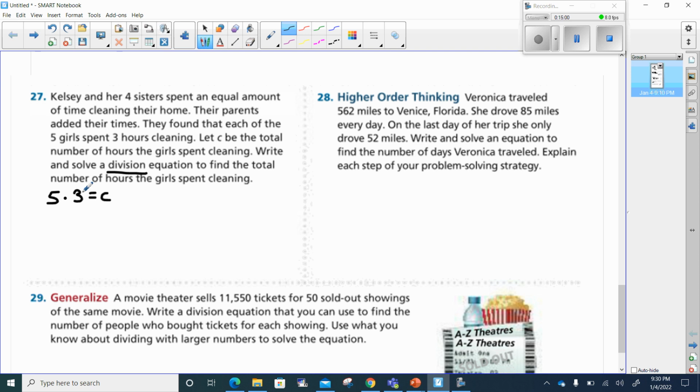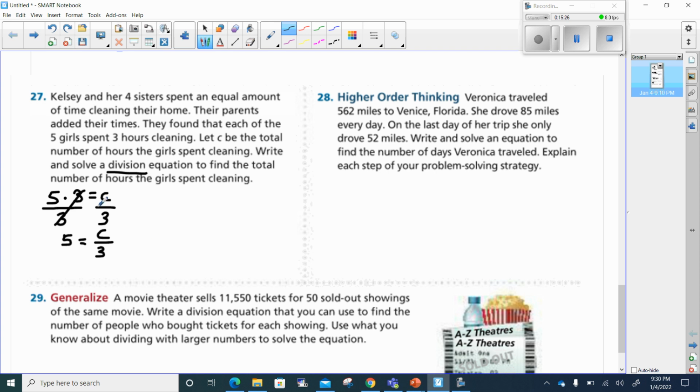What we can do is, remember, if I'm multiplying 3 here, to get rid of that, I could divide by 3, which means if I divide by 3 on that side, I would have to divide it on this side. 3 divided by 3 leaves you with 5 alone over here. So 5 would equal C divided by 3. Okay?